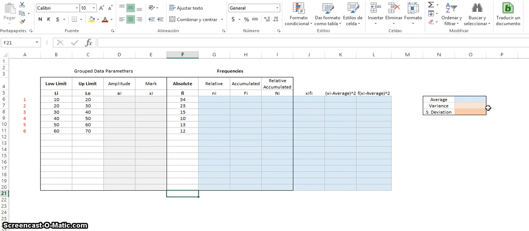We're going to cover the topics of average, variance, and standard deviation for group data. We're going to build the frequency chart, and we're going to talk about the kurtosis and slant concepts. First, you need to identify, we're going to work with low limit, up limit, and absolute frequencies.